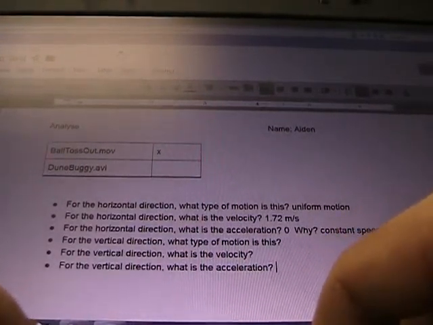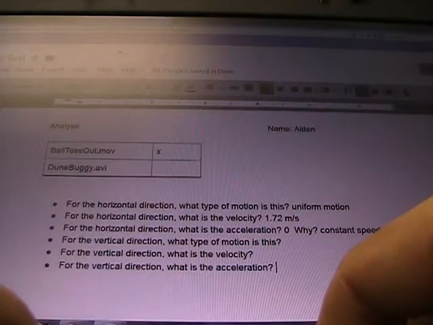For the vertical direction, the blue data, what's acceleration? And you might want to take a close look at how you analyze the y data.